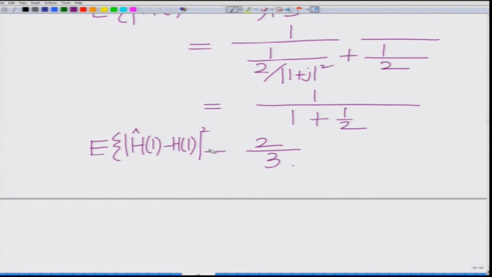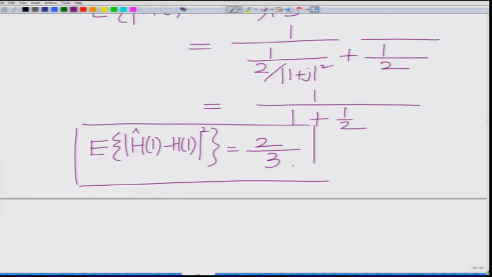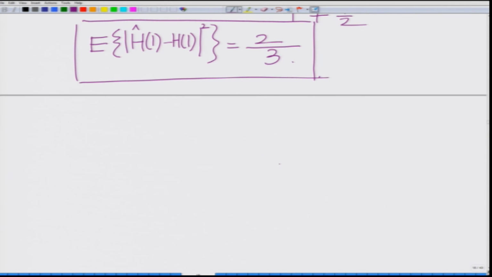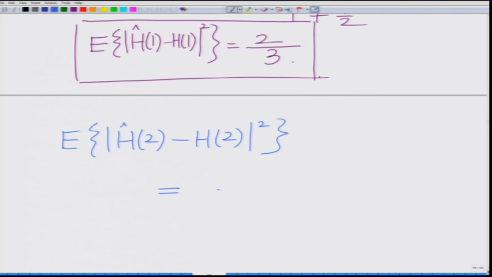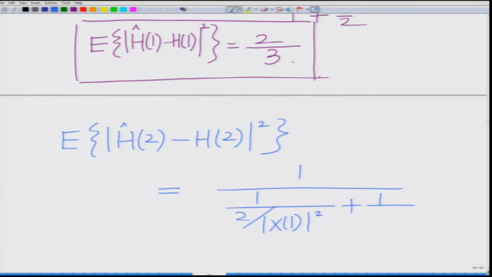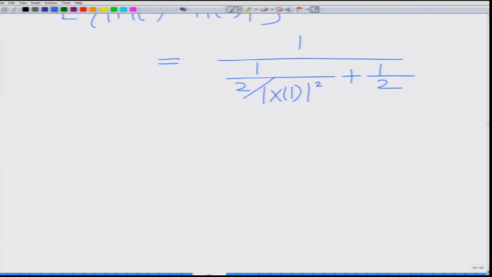This is the expected value of magnitude h hat 1 minus h 1 whole square, the MSE associated with the LMMSE estimate corresponding to subcarrier 1. Similarly, the expected value of magnitude h hat 2 minus h 2 whole square is given as 1 divided by 2 divided by magnitude x 1 square plus 1 divided by 2. This is again 1 divided by 1 plus half, which is equal to 2 by 3.